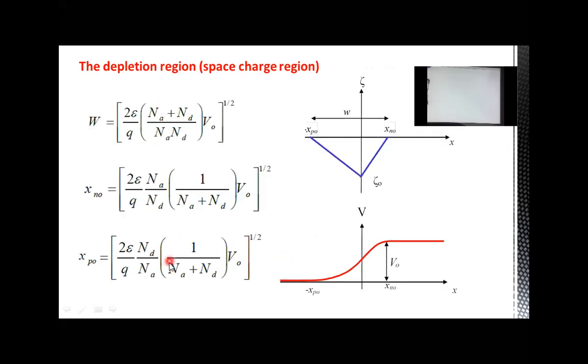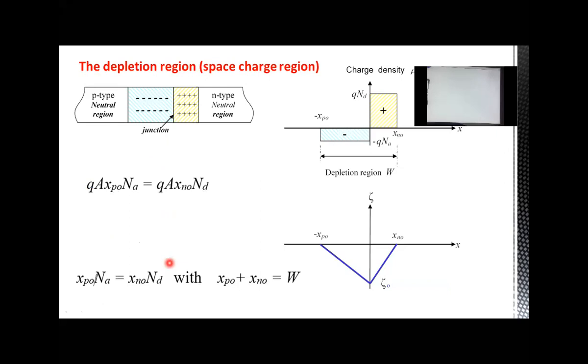Knowing any of these three parameters, or knowing any of these three equations, you can simply calculate the other two, knowing these two relations: Xp times Na equals Xn times Nd, which will not be given. You should know it. And Xp node plus Xn node is equal to W. Again, this will not be given, and you should know it.